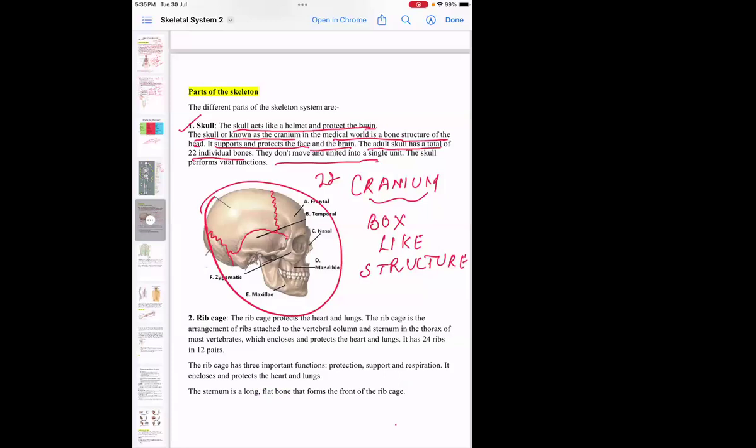Okay, so the cranium is a box-like structure. They do not move and are united into a single unit. Like this is first bone, second bone, third bone, fourth bone, fifth bone, sixth bone, like this, 22 bones. All these 22 bones do not move. They have a fixed position, and that is why they are united into a single unit. This thing is called the skull. The skull function is very, very important.